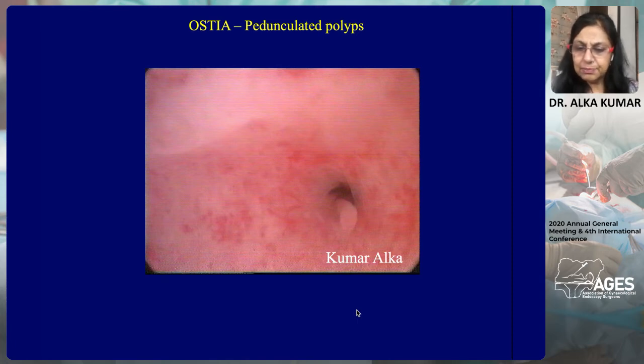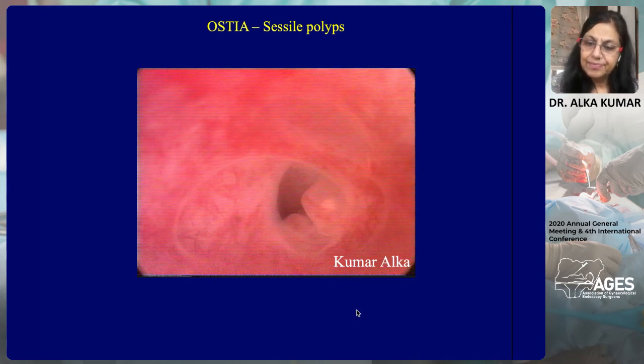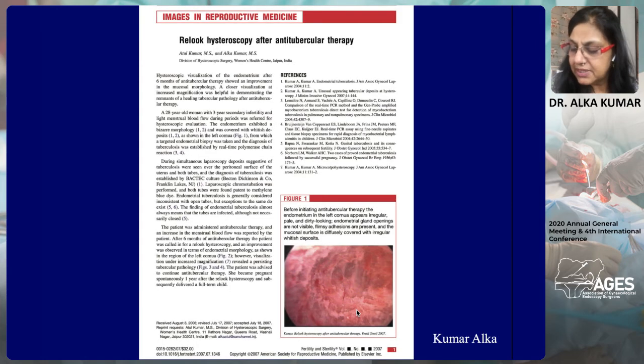Of course, the previous one was sessile. This is a pedunculated polyp, and this is how they look. More studies are needed to establish the association and the correlation of tubal polyps with genital tuberculosis. We do know that even in chronic endometritis, which is of non-tubercular origin, there is an association of micropolyps, which I will be taking forward and showing you images of those as well.